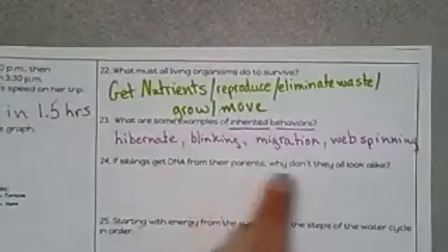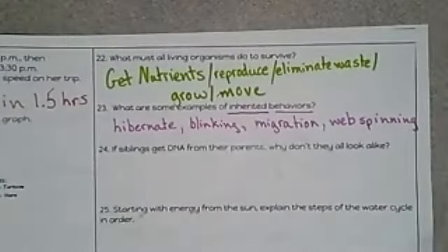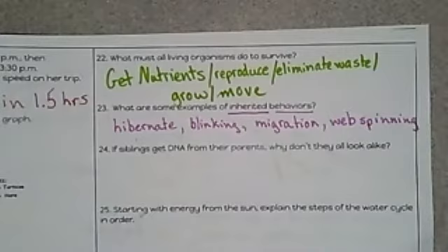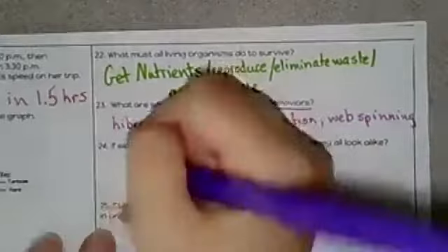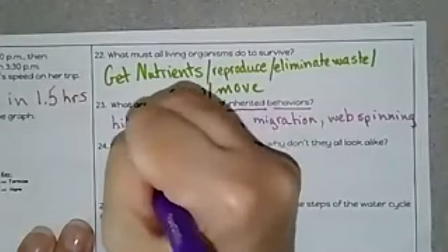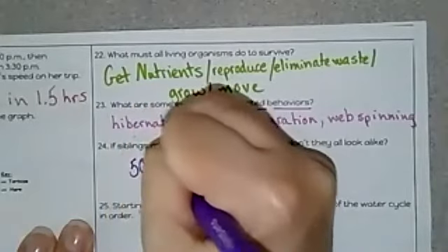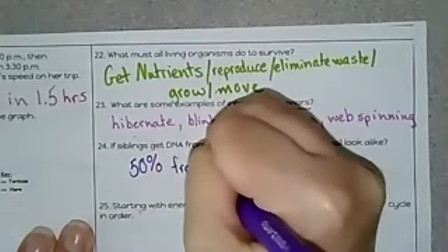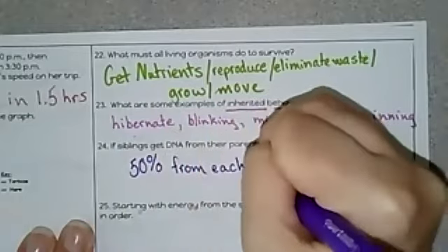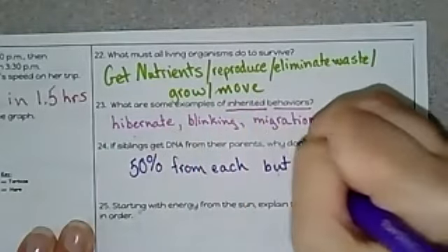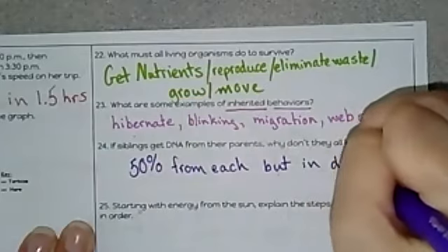All right. If siblings get DNA from their parents, why don't they all look exactly alike? Tell me, Evan. Well, you get 50-50 from each, but you might get different combinations, right? Okay. So you get 50% from each, but in different combinations.